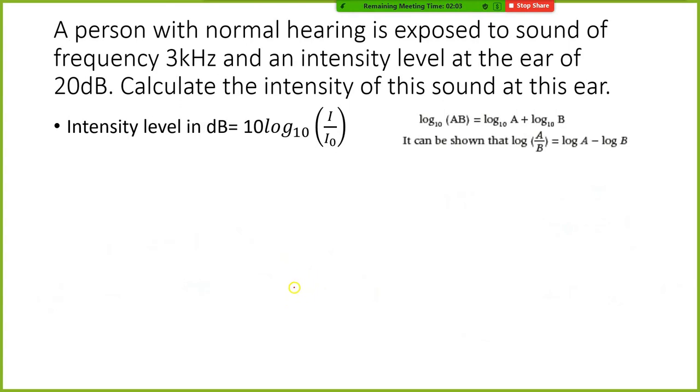Now, if we look at this question, imagine that a person with normal hearing is exposed to a sound of 3 kilohertz, right, and an intensity level at the ear of 20 decibels. It says calculate the intensity of this sound at this ear, right? So what we want to find here is the intensity of the sound. So we're trying to find I.